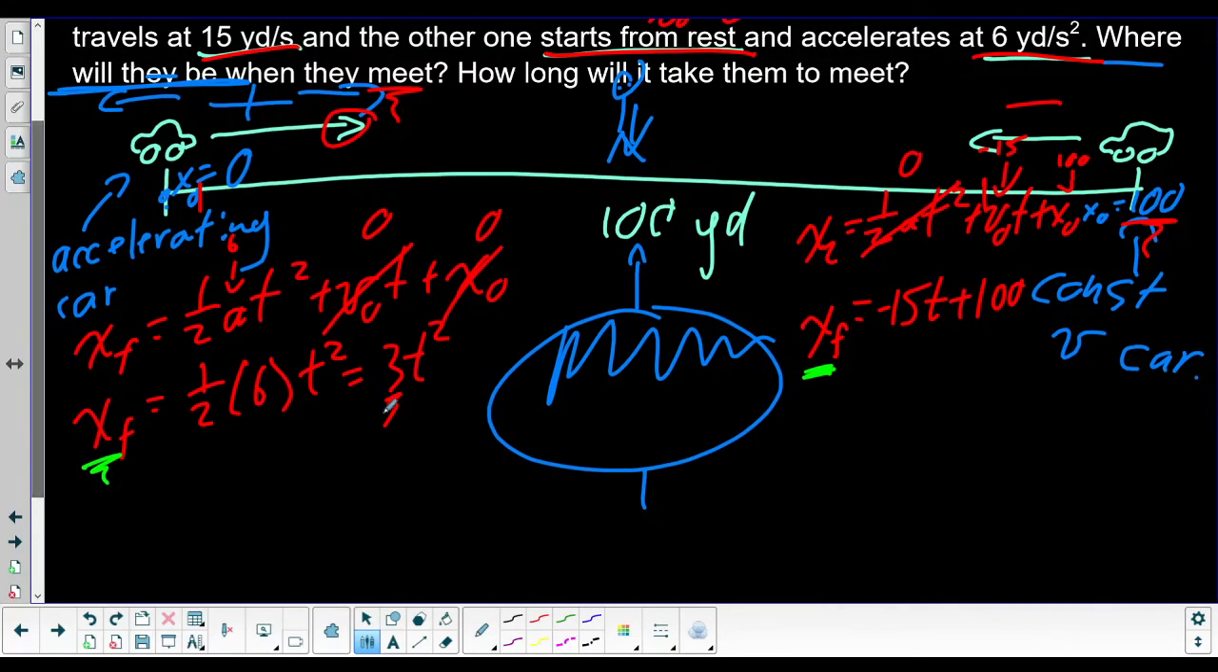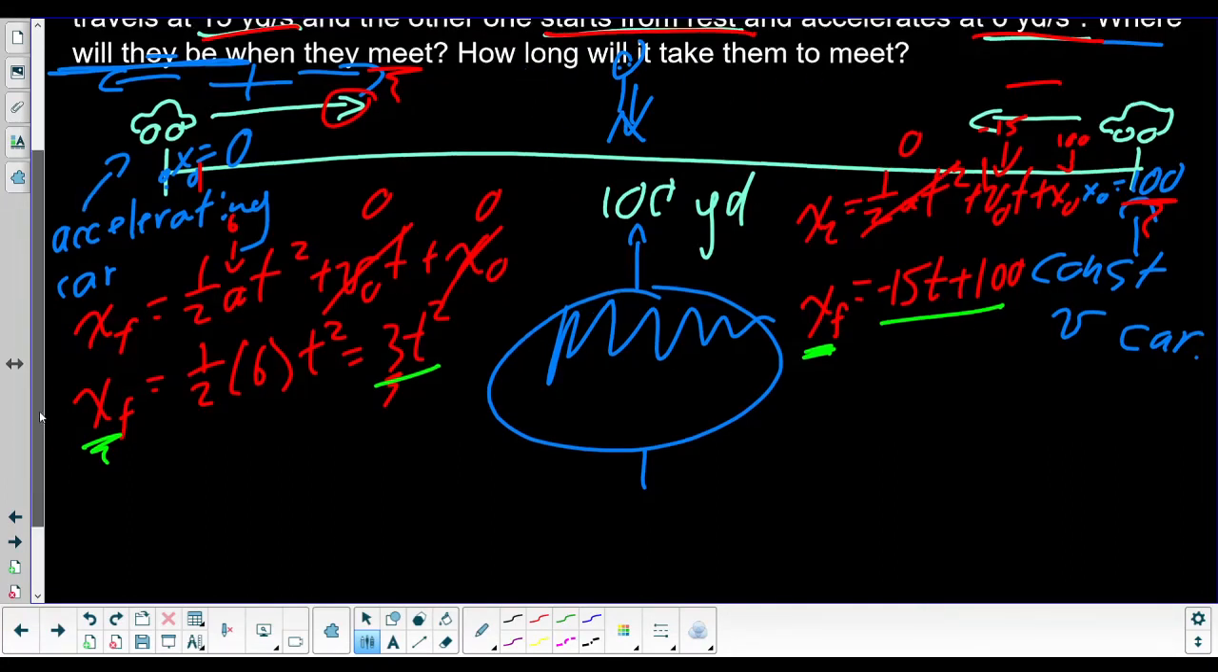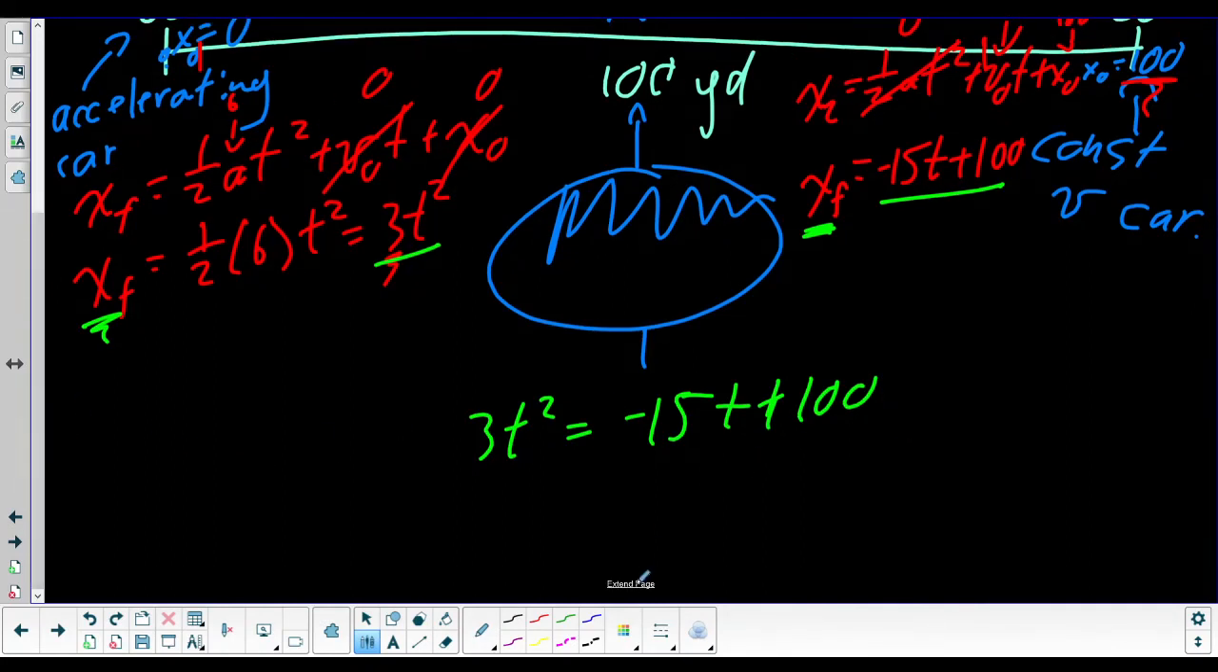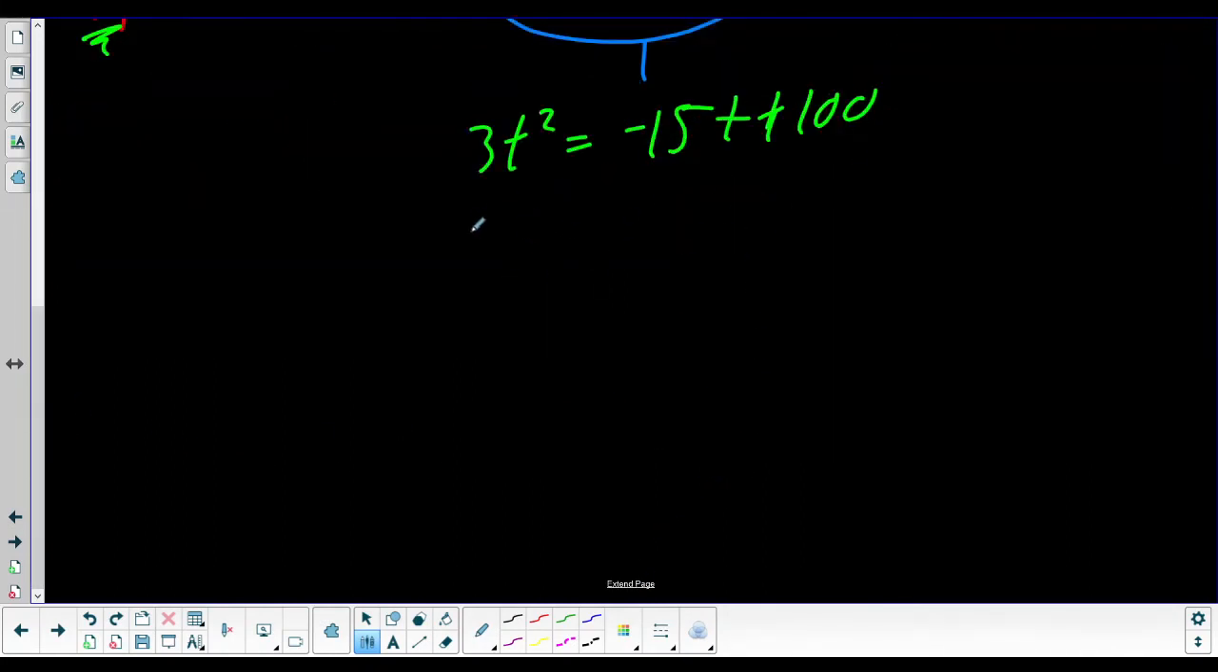So what we want to do is set our two equations equal to each other. But then my x final will go away. Well, we'll find time and then we can plug it back in, like in an algebra problem. So we're going to have 3t squared equals negative 15t plus 100. Now we're going to move everything to one side so it equals 0. So we'll add the 15t over and subtract 100. So we have 3t squared plus 15t minus 100 equals 0.